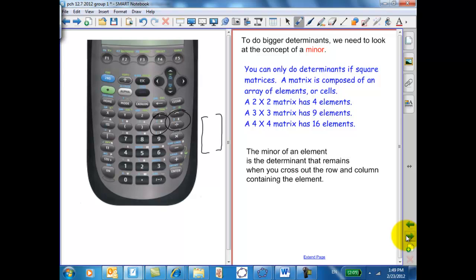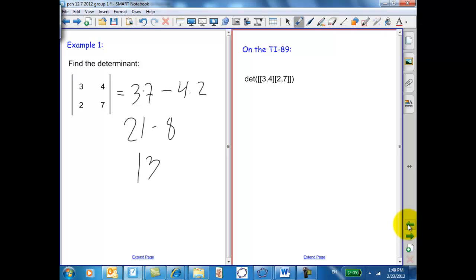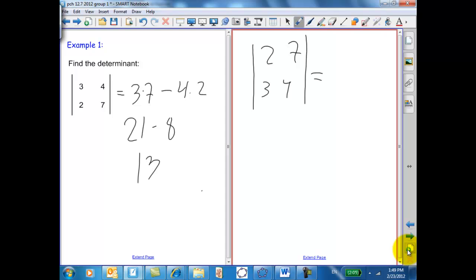Now, before we get to the bigger determinants though, let's see what happens back here. Let me just insert something here. What if I switch the rows? Does it matter? Now you have 8 minus 21, and you have negative 13. So which row is on top does make a difference. Same thing if you switch columns, for 2 by 2.